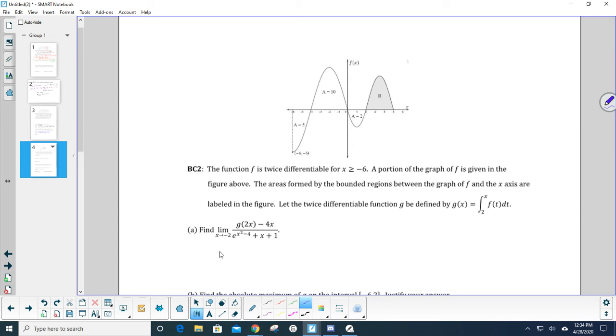So the first thing I always like to do is go ahead and sub it in and see what I get. If I sub in the -2 on the bottom, I get e to the 0, which is 1, minus 2 plus 1. I get 0 in my denominator, right?